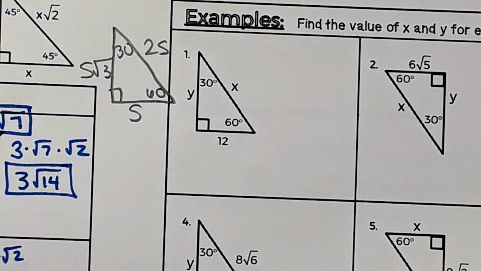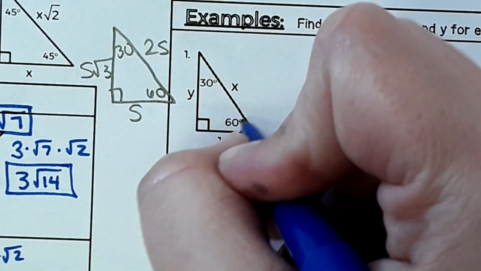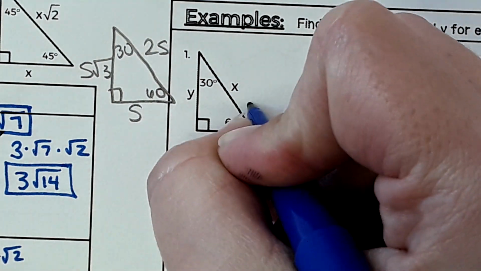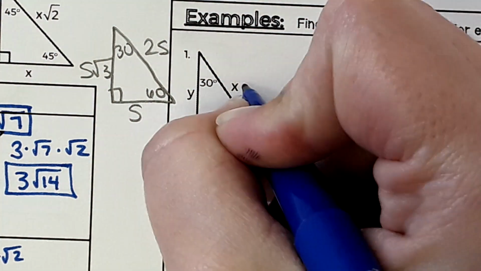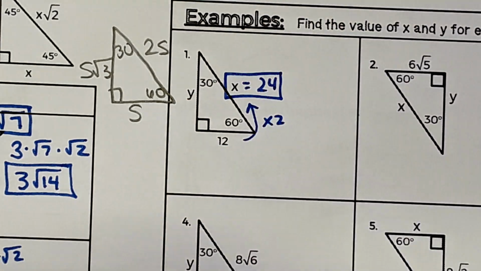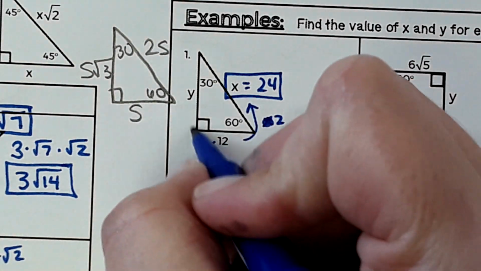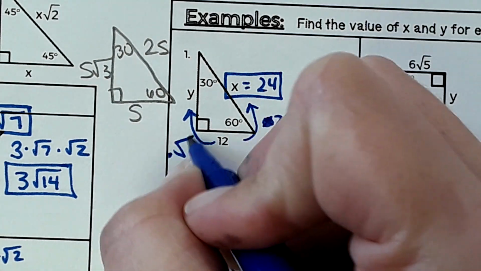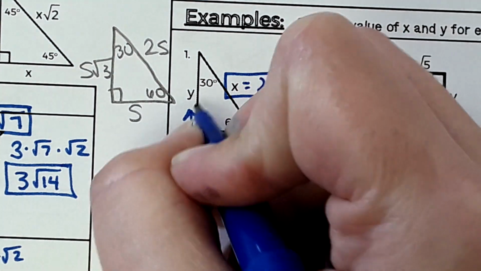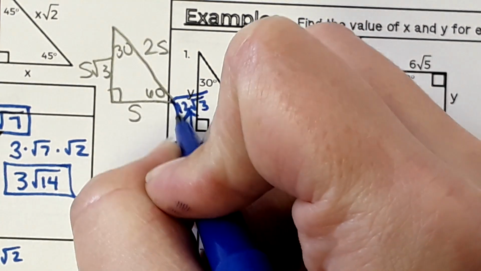Okay, based on that, finding the different values, we're given the short side. We can multiply that by 2 to get this. So x equals 24. So this is like multiply. Okay, then to get this guy over here, we multiply by square root of 3. So y equals 12 square root of 3.